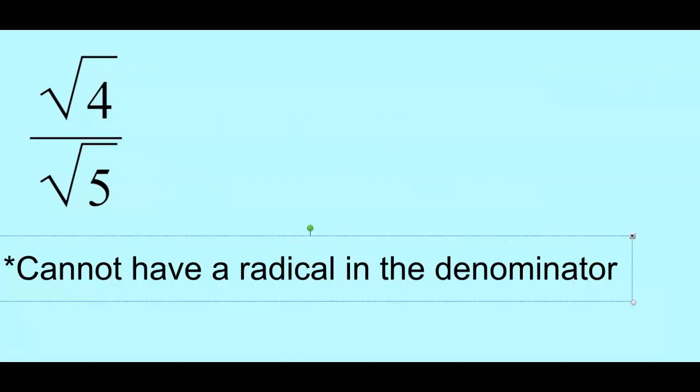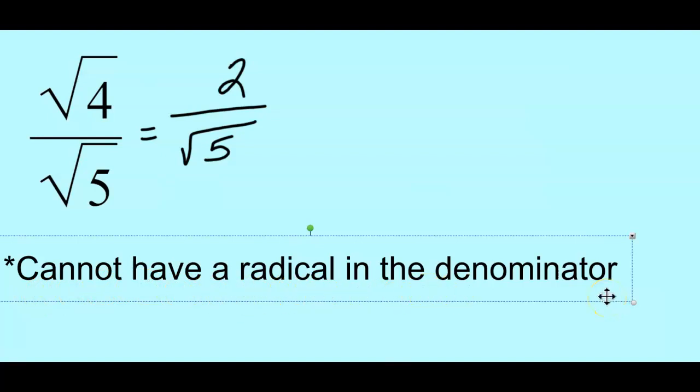Okay, and then this is pretty much simplified. I can take the square root of 4 on this one. Square root of 4 is 2. I can't take the square root of 5. So that's pretty much simplified. The only thing is it's in bad form. We're not supposed to leave a radical in a denominator.